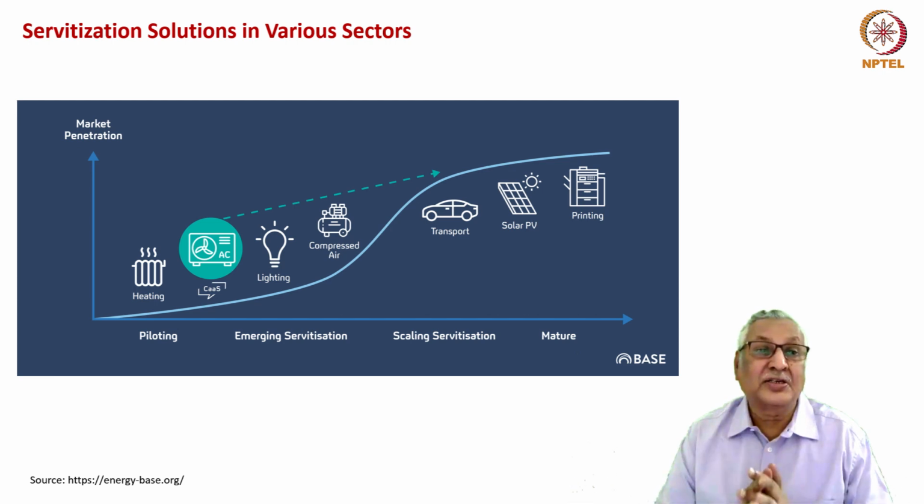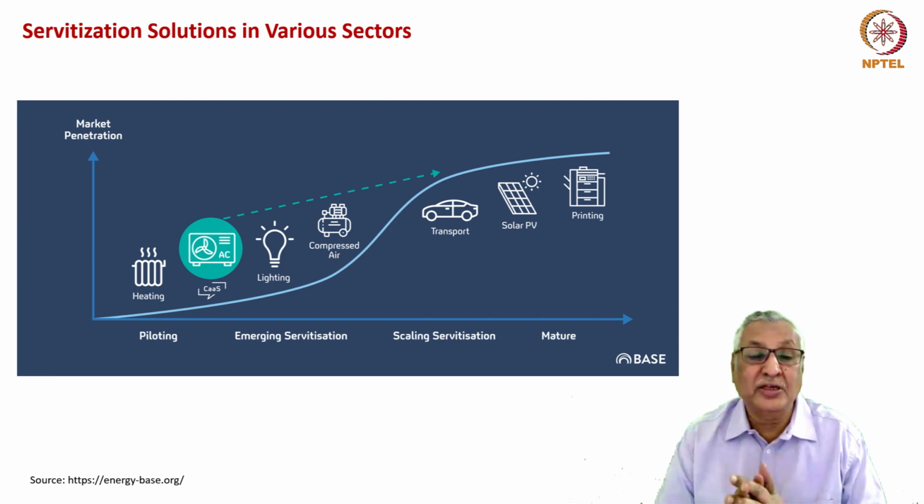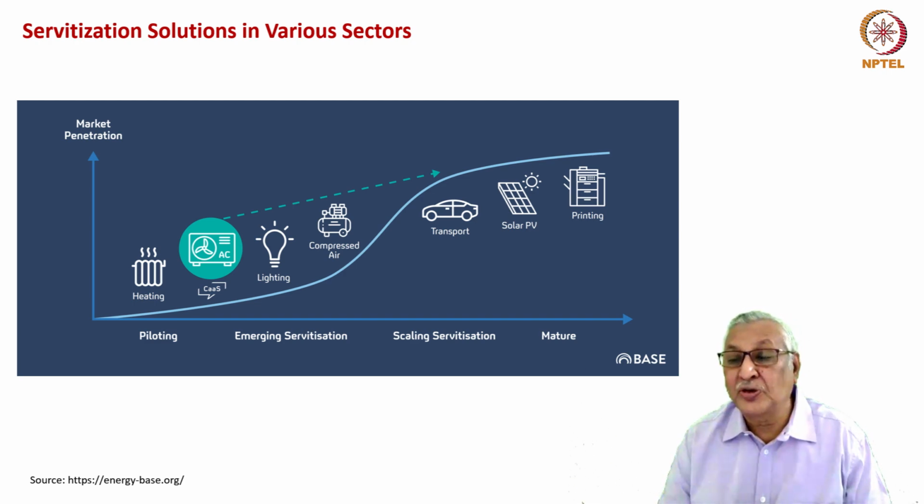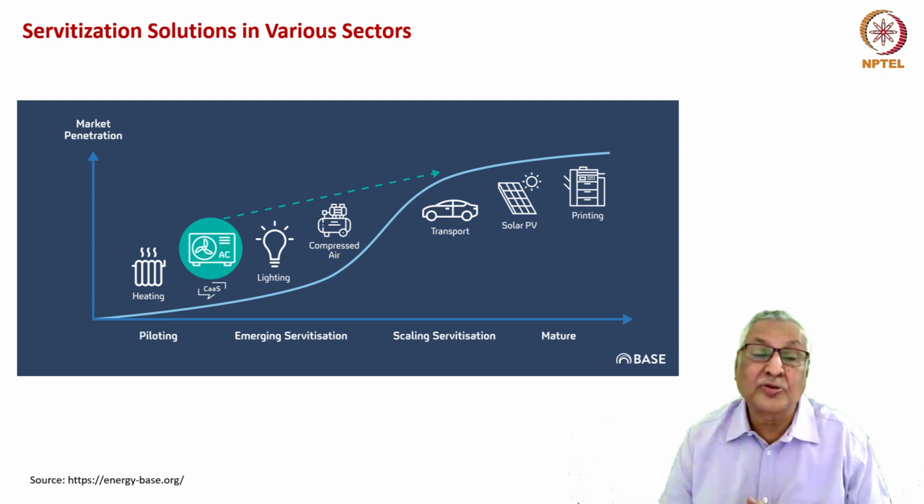If you look at various sectors, these solutions have been varying. If you look at the piloting stage, it started with HVAC systems and market penetration was low. Then air conditioning, lighting, and compressed air began to occupy good space in terms of servitization, and that was the phase of emerging servitization. Then transport has come into play with scaling servitization. As I said, solar PV and printing are now representing the mature state of servitization, having been there for long.